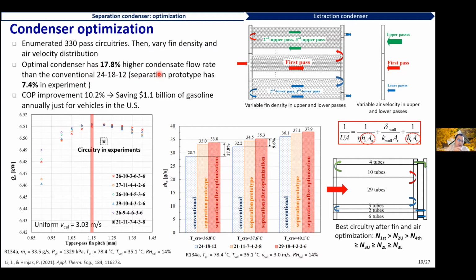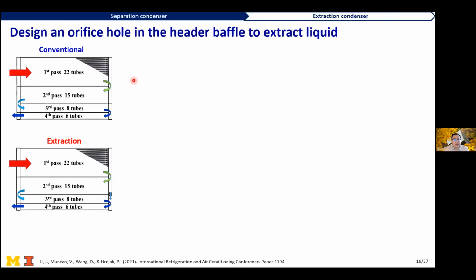which I tested in the experiments, has about 7.4%. So this is about 2.5 times the original improvement. And in a system model, that can be translated to a COP improvement of about 10%. And if we put it into perspective of energy saving, that can save around $1.1 billion of gasoline annually just for the vehicles in the US. So that concludes the separation condenser design part of this talk.